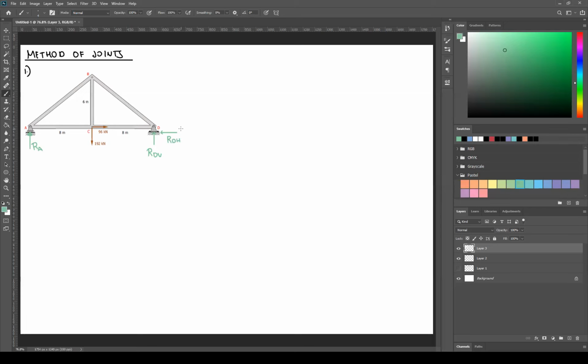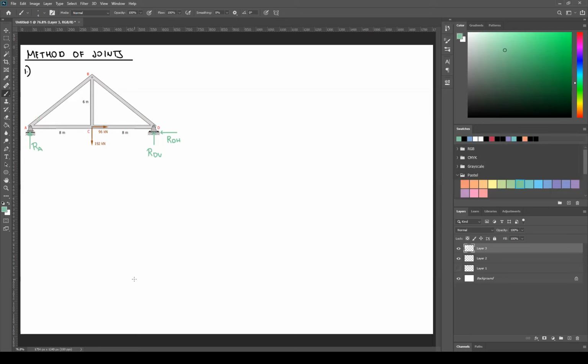So these are our reactions, okay? Now you can choose which joint we want to isolate first, okay? Upon looking at my drawing, RA has lesser unknowns than RD. So typically, I want to start with RA first so that there's only 3 forces to solve for. Okay, so I'll start with RA.